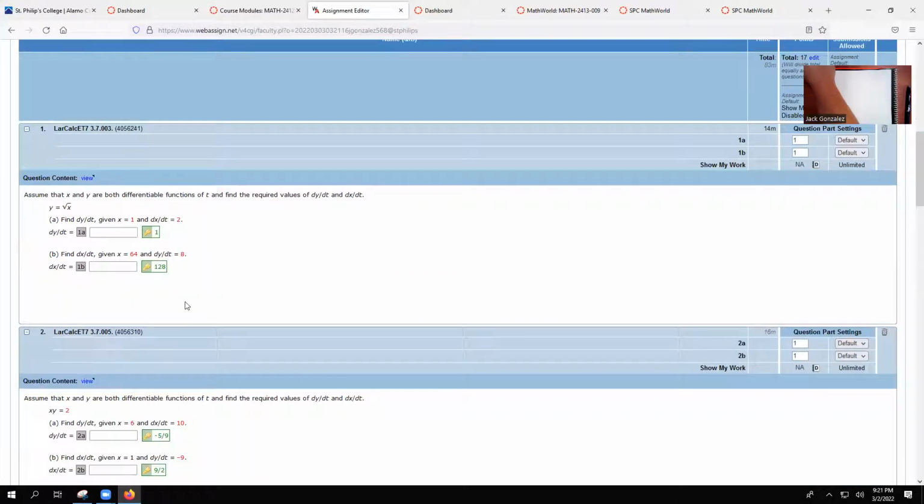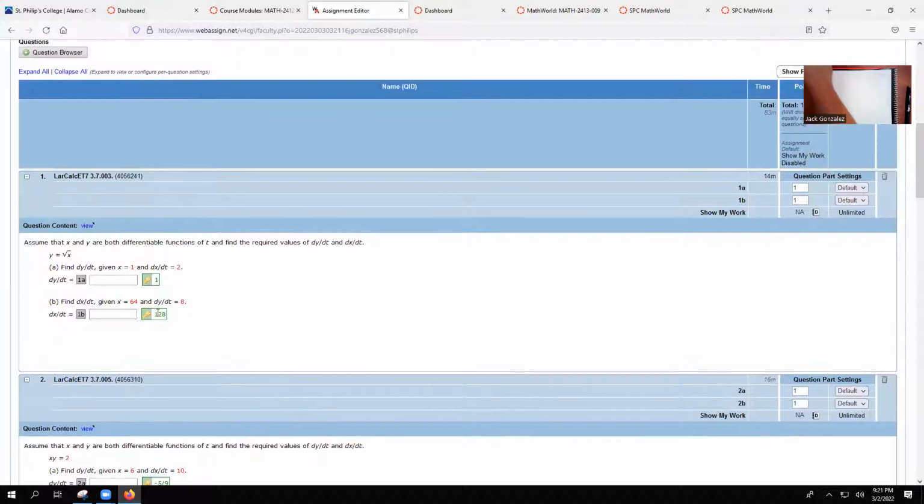All right. So example, problem 1. Assume x and y are both differentiable functions of time, t. Find the required values for dy/dt and dx/dt. So basically, we're going to take the derivative of both sides with respect to time, and then plug in what they give us and find the missing piece. That's all we're going to do.